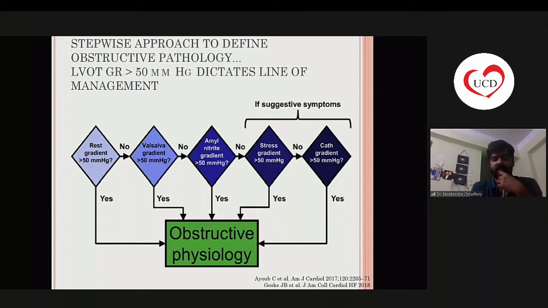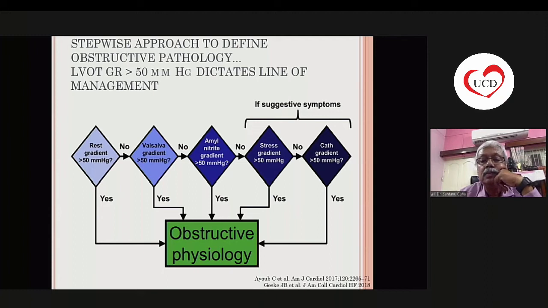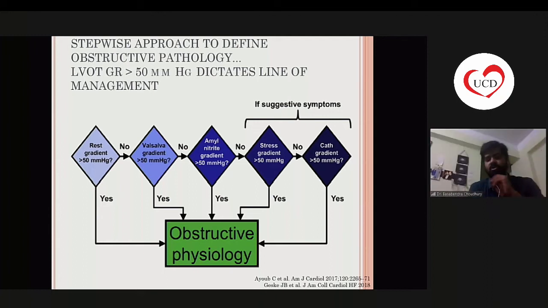Even after Valsalva, if we are not getting a gradient, we can go for amyl nitrite inhalation, and also stress, exercise stress or dobutamine stress. And the last option is a cath study to see whether actual obstruction is there or not, because an LVOT gradient of more than 50 dictates the line of management, and septal reduction therapies come into play.